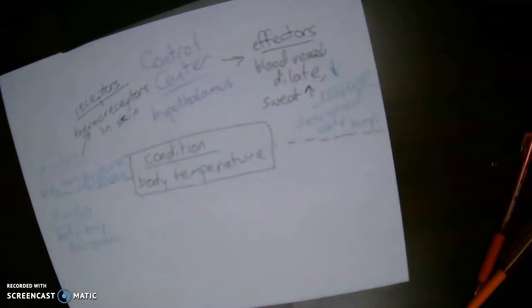So just depending on your skills with your computer and your computer art, it's up to you how you do it. But I do want you to do one condition. It cannot be body temperature. It has to be something different. And make sure that you name the condition, the stimulus, the receptors, the control center, the effectors, and the response. And make sure you do increasing and decreasing stimulus so that you can show what happens when that condition increases and what happens when it decreases.